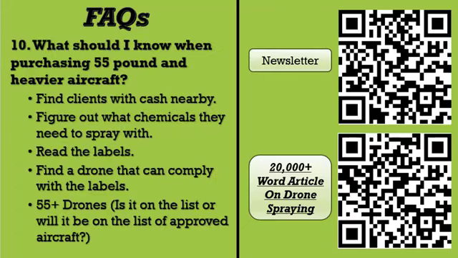Question number 10, what should I know when purchasing a 55-pound and heavier aircraft? Find clients with cash nearby, figure out what chemicals they need to spray, read those chemical labels, and find out whether the drone can comply with those chemical labels, because some of the drones out there cannot presently comply with chemical labels. That's a really important point, just due to their orientation, or they can't spray the droplets fine enough. There are certain issues you'll see, especially with the nozzles being too far out past the tips of the props and stuff like that. For 55-pound and heavier drones, make sure that the aircraft is on the list of approved aircraft.